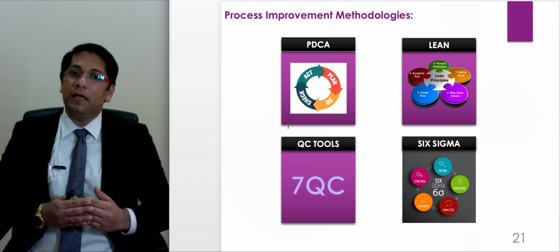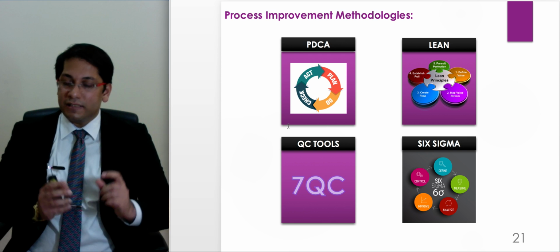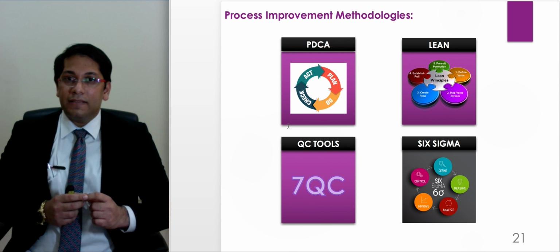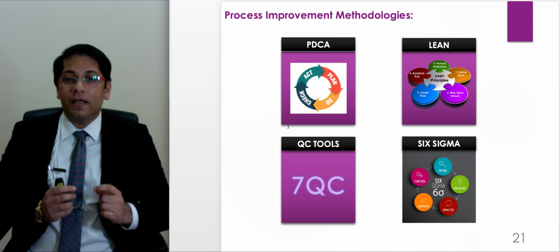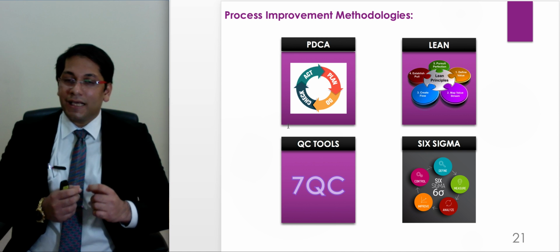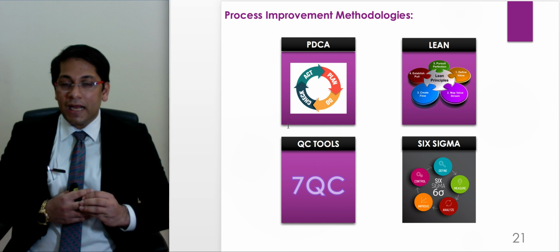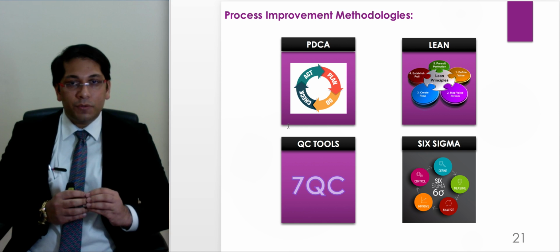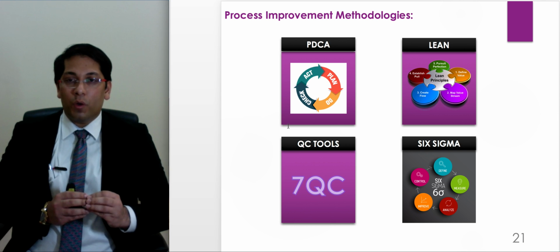The third aspect is QC tools or quality control tools, the 7 quality control tools. This is a set of 7 tools which a manager can apply at any point of time in the process to improve quality. This is a collection of data analysis tools. This is a collection of qualitative analysis tools, but it's very easy to apply. Any manager or any employee can apply them in order to improve the quality of a particular process or a service.